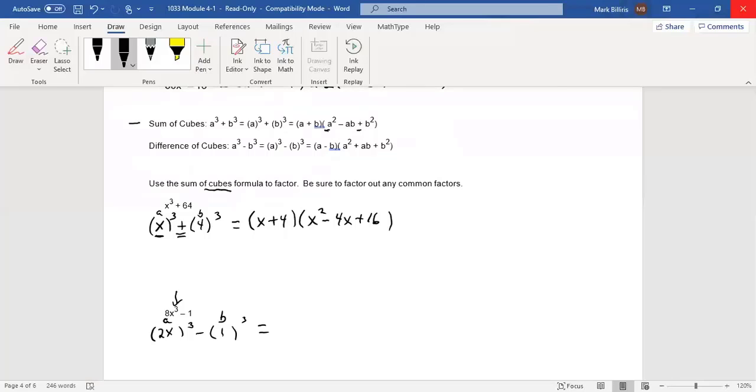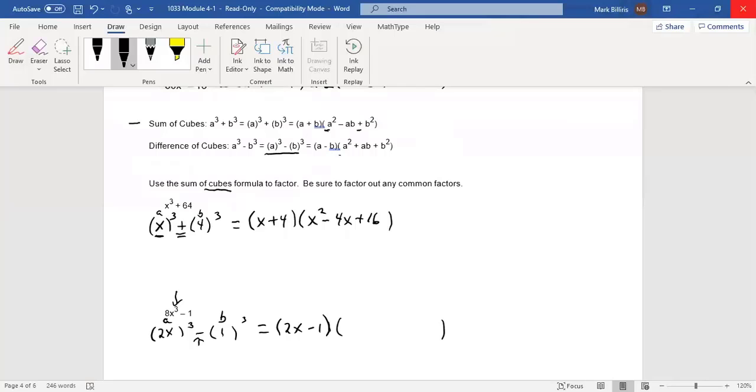So we've done step number 1. Now our first factor is a minus b. Well, a is 2x and b is 1. So why do I have a minus sign in between? Because this started out as a subtraction problem. Next, I just follow my pattern to fill in the trinomial.